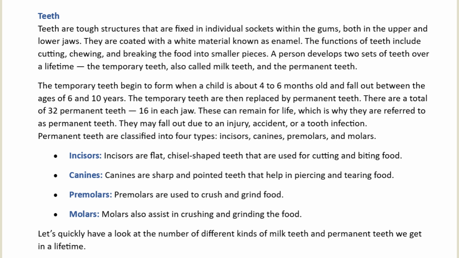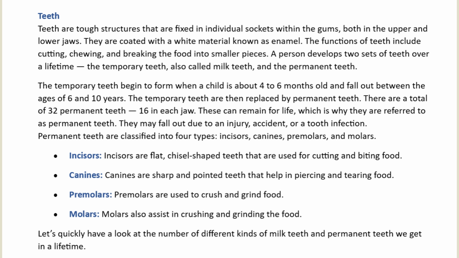There are a total of 32 permanent teeth, 16 in each jaw. These can remain for life, which is why they are referred to as permanent teeth. They may fall out due to an injury, accident, or a tooth infection. Permanent teeth are classified into 4 types: incisors, canines, premolars, and molars.